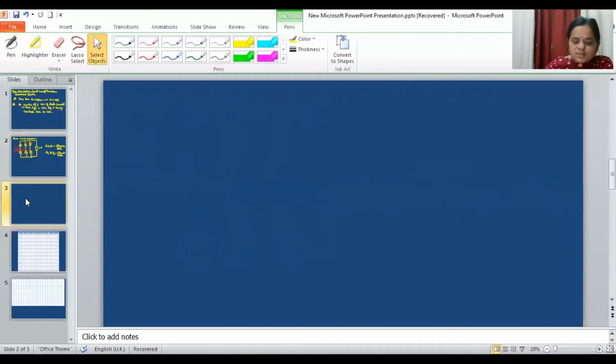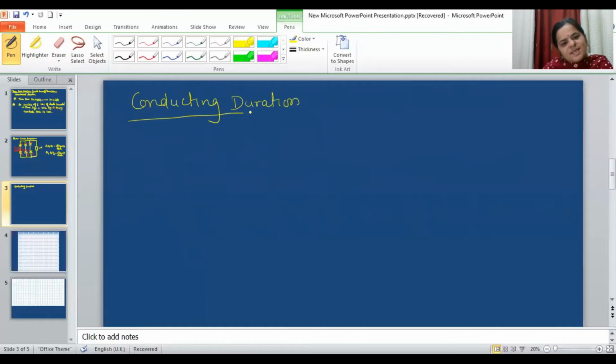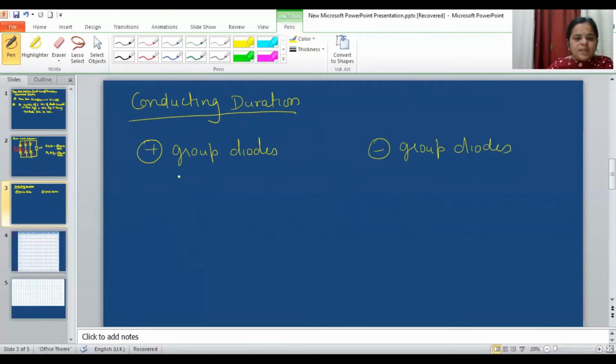So now let us try to understand the conducting durations. There are 2 types of diodes connected: the positive group diodes and the negative group diodes. Positive group diodes are those connected in a common cathode configuration, which are D1, D3 and D5. Negative group diodes are connected in a common anode configuration, so D4, D6 and D2.